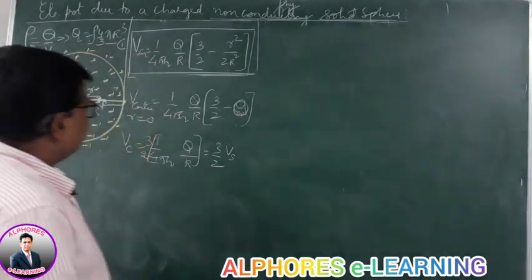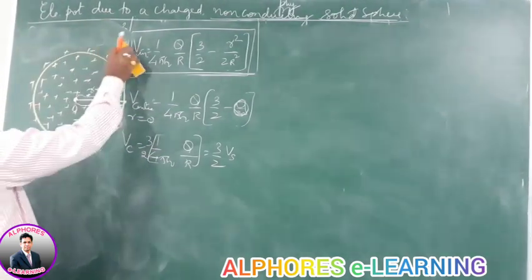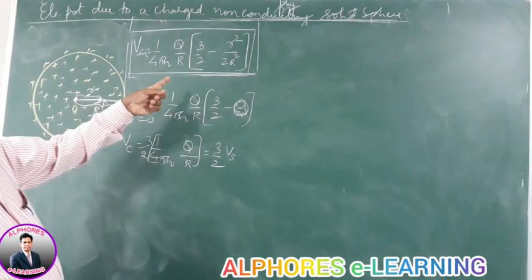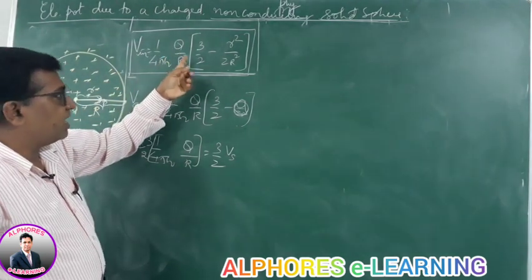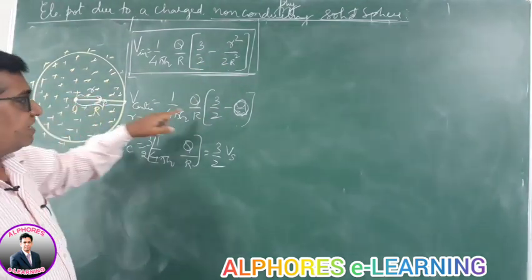So this way, the electric potential due to a charged non-conducting sphere at any inside point, the formula is 1 by 4 pi epsilon naught q by R, 3 by 2 minus r square by 2 R square. At the center, it is like this.